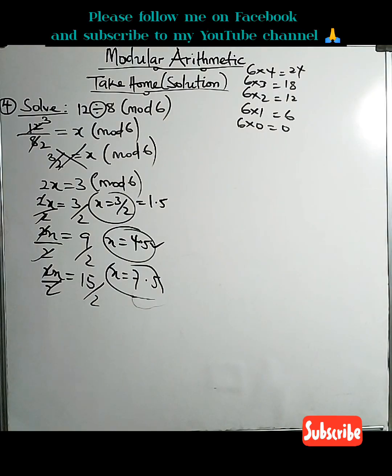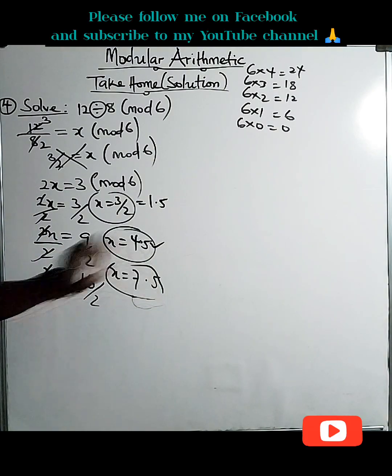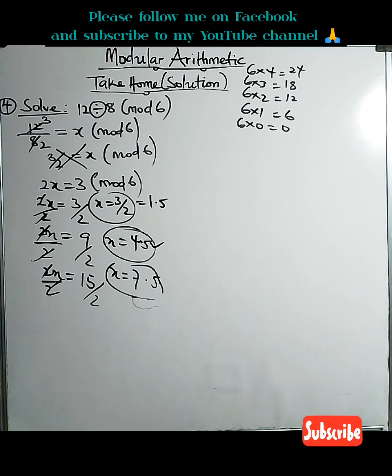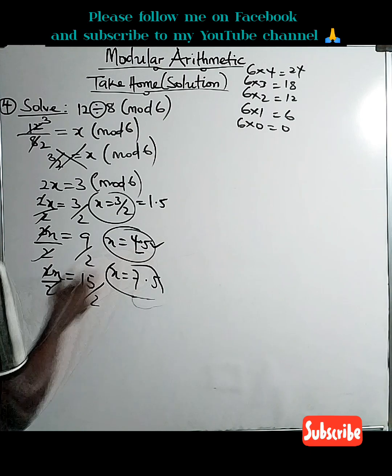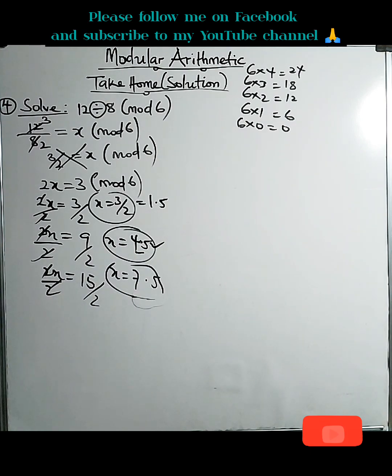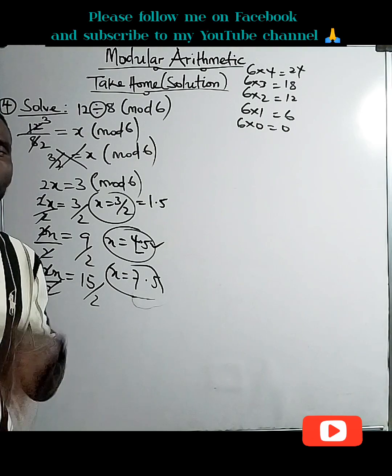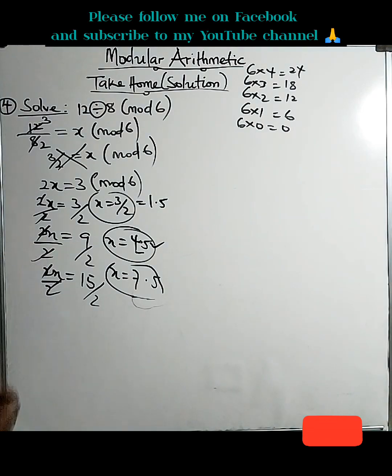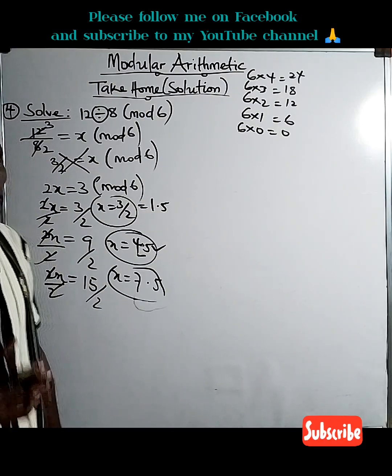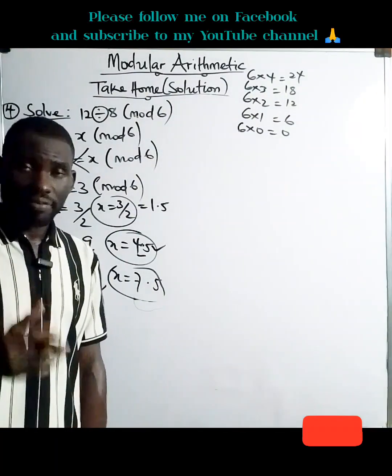So whenever 12 is being divided by 8 in modulo 6, our result is 4.5 in modulo 6, as simple as ABC. That's a perfect result, 4.5. So quickly, we can use another approach which we call the multiplicative inverse method.